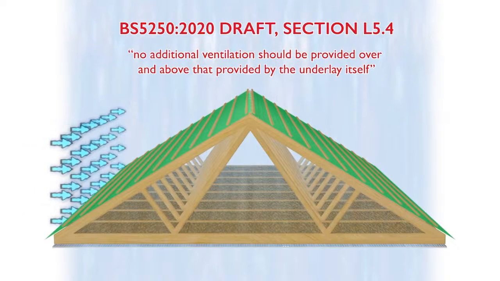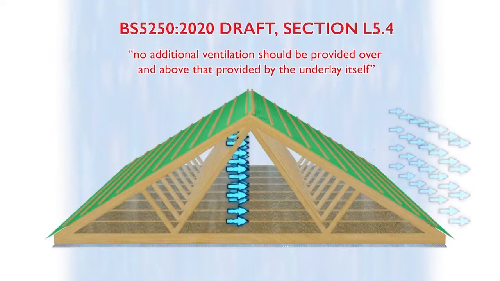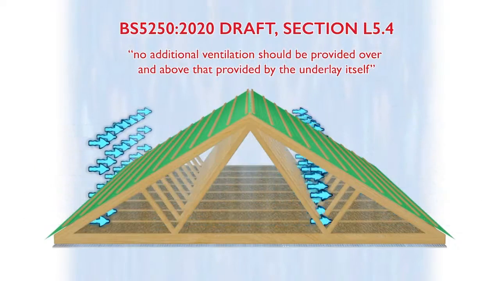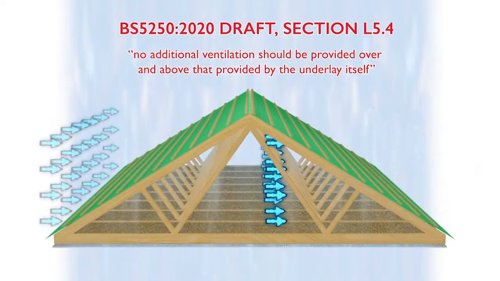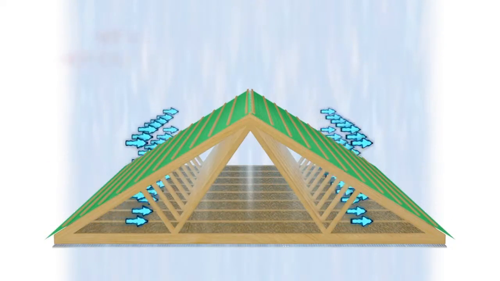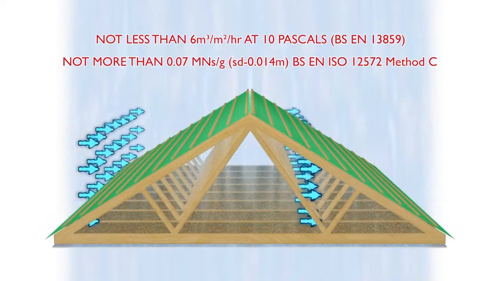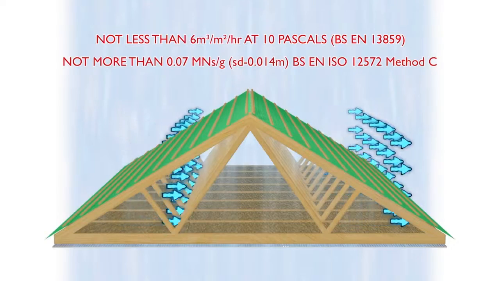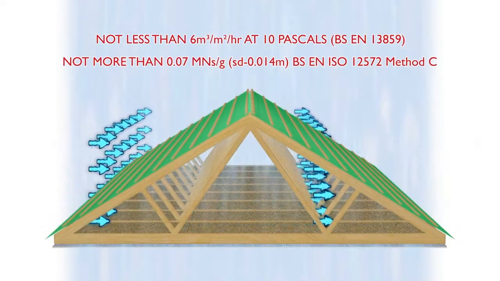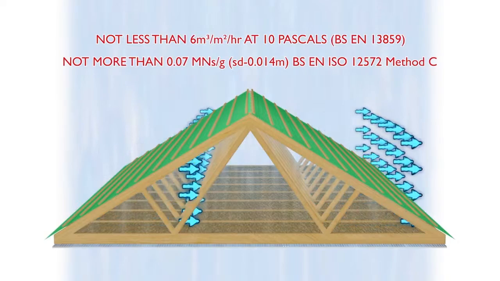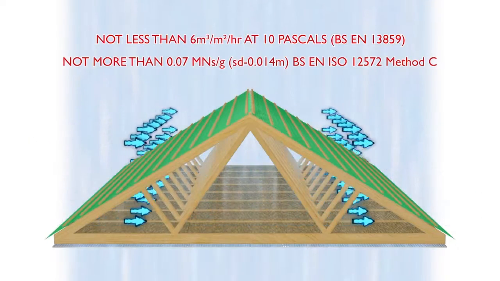The particular advantage of this type of underlay, referred to as air-permeable, low resistance or APLR underlays, is that in addition to allowing vapour to escape by diffusion, they also allow a degree of airflow to boost the transfer of moisture vapour. Membranes that are used in this type of construction must meet specific criteria to ensure that no problems arise. They must have an air permeability of not less than 6 m³ per m² per hour at 10 pascals when tested as required by BS EN 13859, parts 1 and 2. And also a vapour resistance not greater than 0.07 MN·s/g, or SD 0.014 metres, when tested to BS EN ISO 12572, method C.